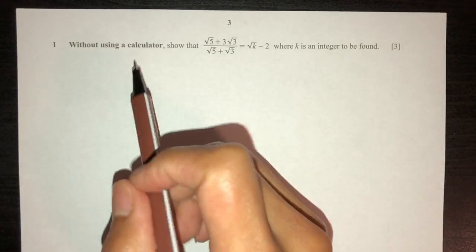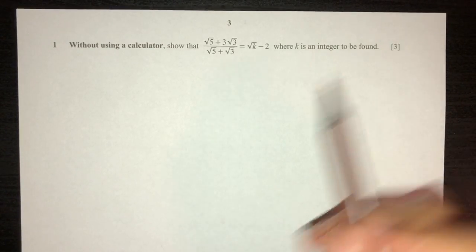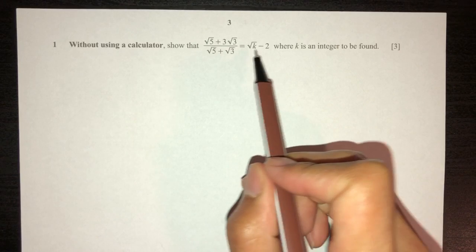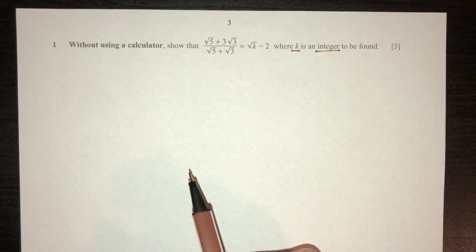So without using a calculator, it means that we have to show every step of your work for the full marks. So we have to show this is equal to this, where k is an integer to be found. So let's do this step by step.